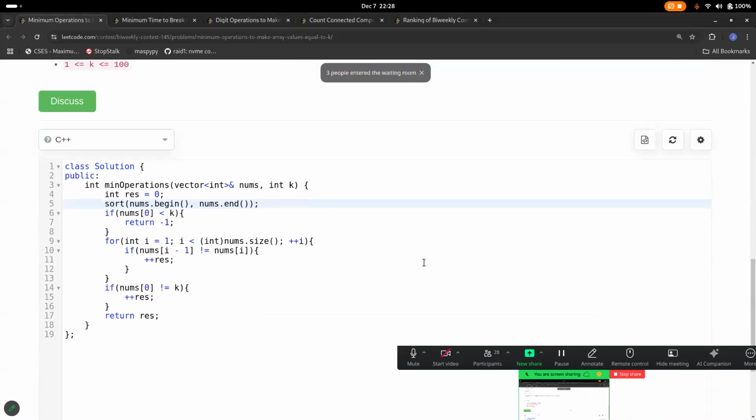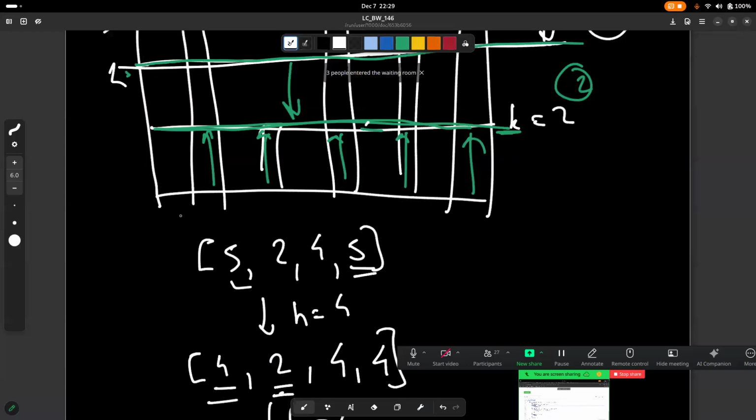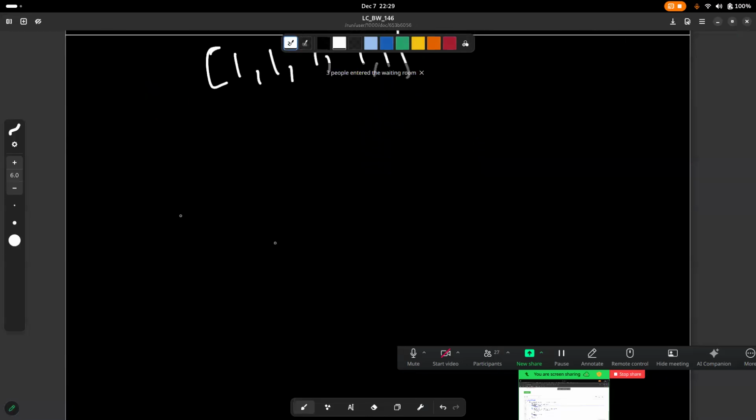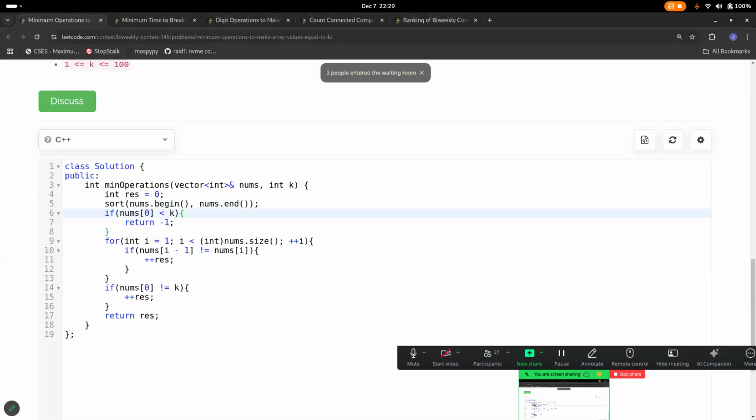Now, moving on to the code for this problem. First, we sort the nums array. Next, we check: is the smallest element in nums, that is nums of 0 in the sorted array, strictly less than k? For example, if this is 2 and our k is 3, 2 can never be increased up to 3. So if this was strictly less than k, then return -1.